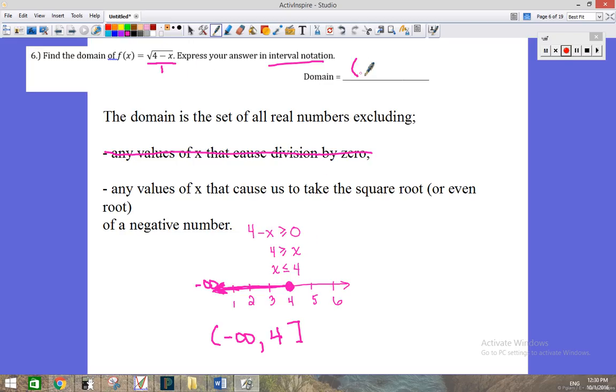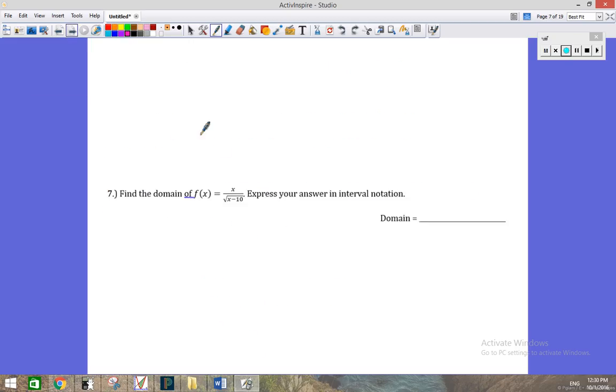So my final answer, negative infinity, that has to be an open parenthesis, that's as small as it gets, a smaller number, comma, a larger value. So there's my answer for number 6.